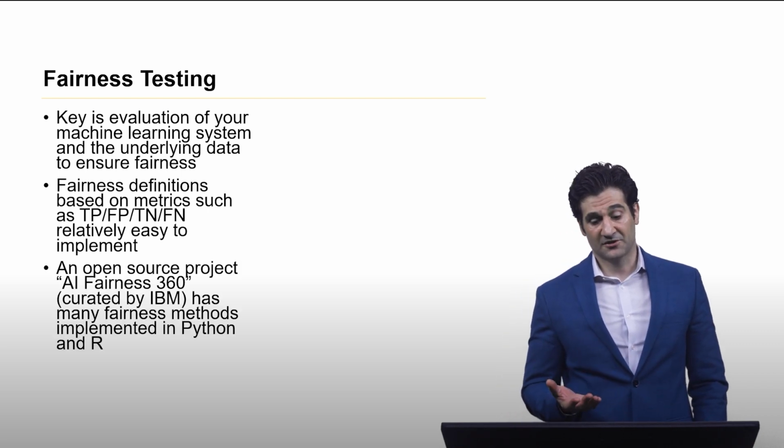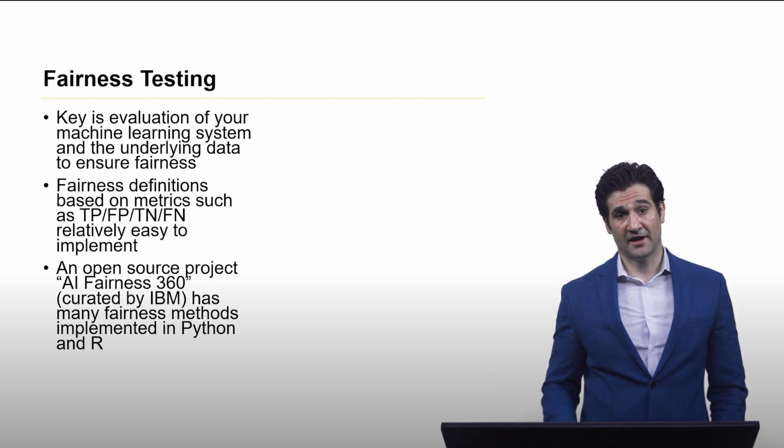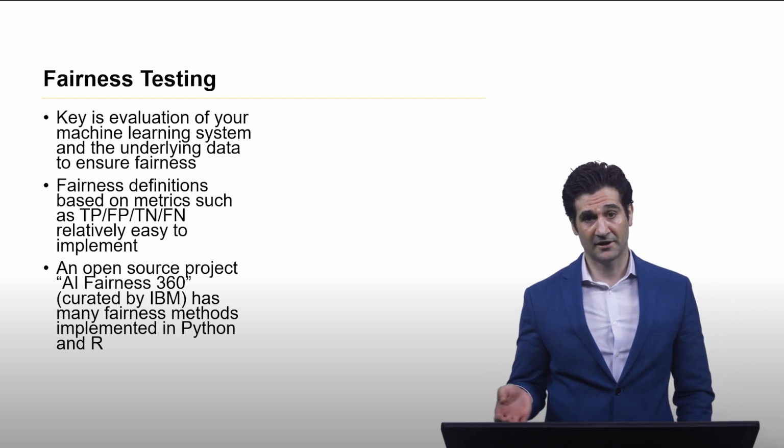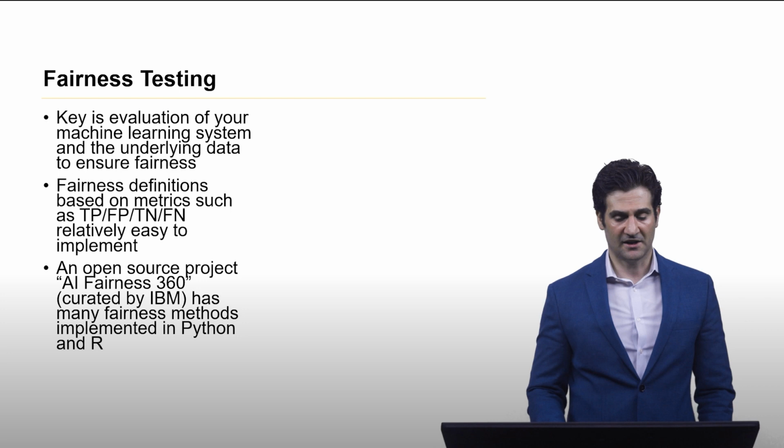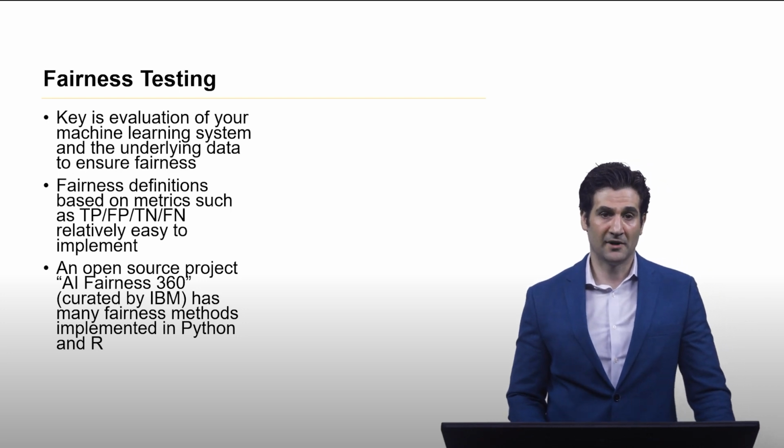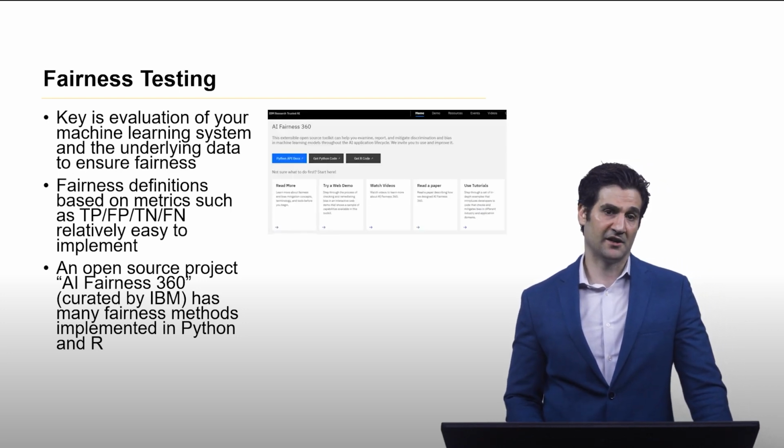And there actually is a nice open source tool called AI Fairness 360, and it's curated by IBM. It has many of the fairness methods implemented in both Python and R.